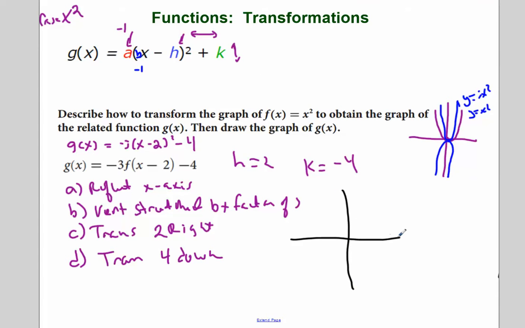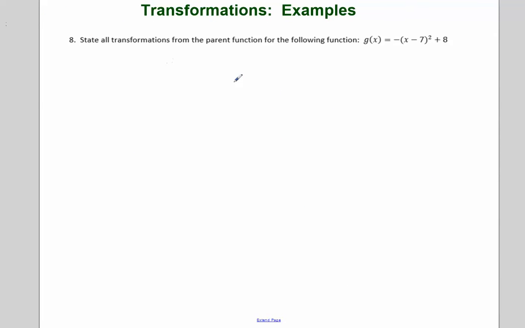And I can do a quick sketch of my graph. Here's my x and y axis, drawn perfectly, of course. And what I did is I reflected across the x-axis. I stretched it, translated 2 right, 4 down, so it's going to look something like this. Okay? Kind of narrow and down. All right, let's go ahead and take a look at the next example.